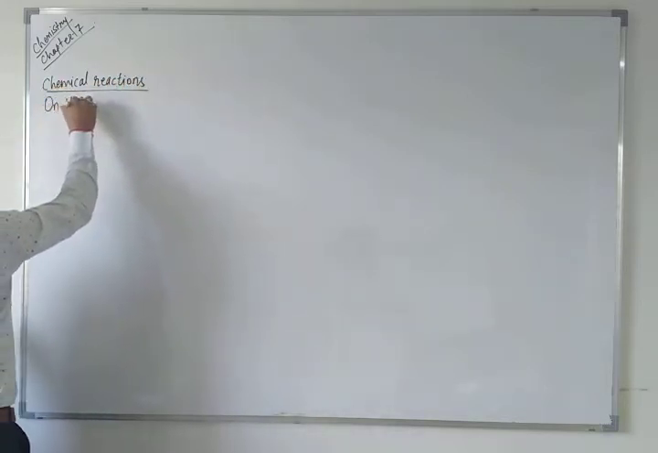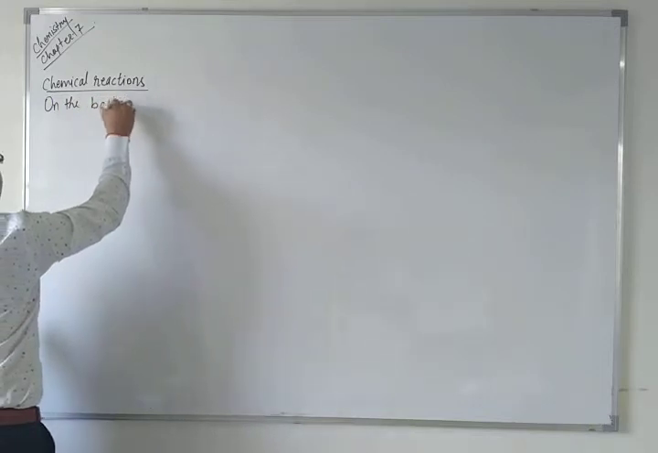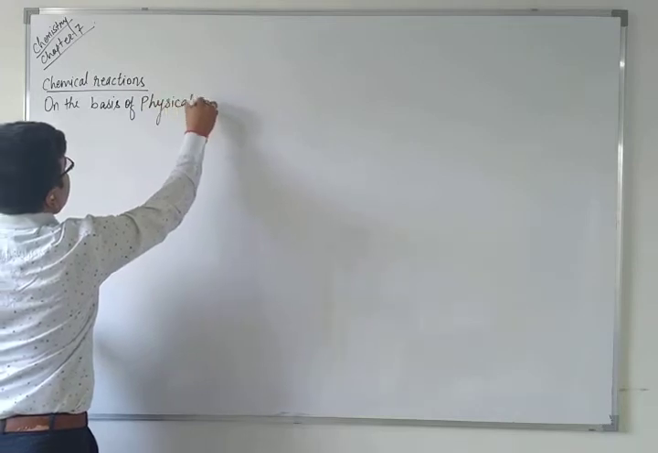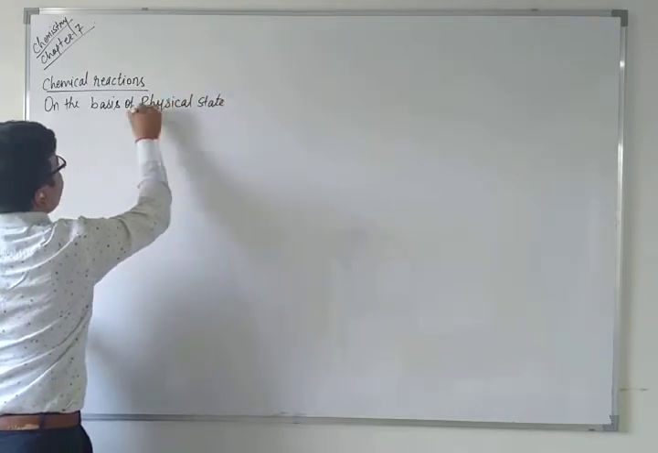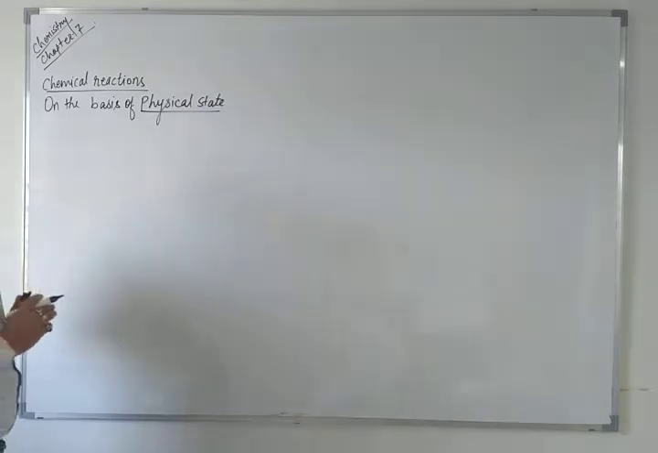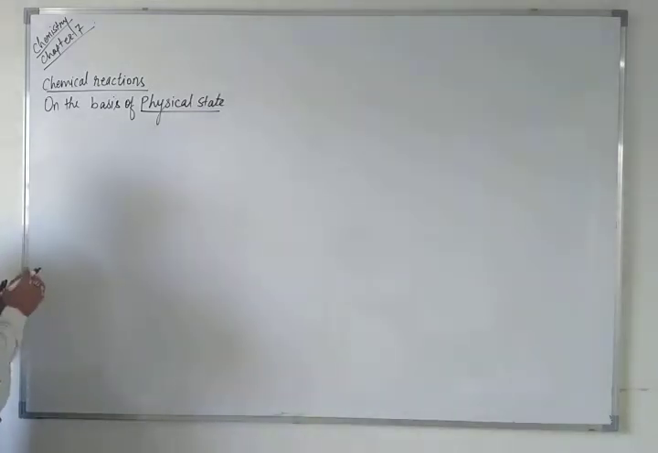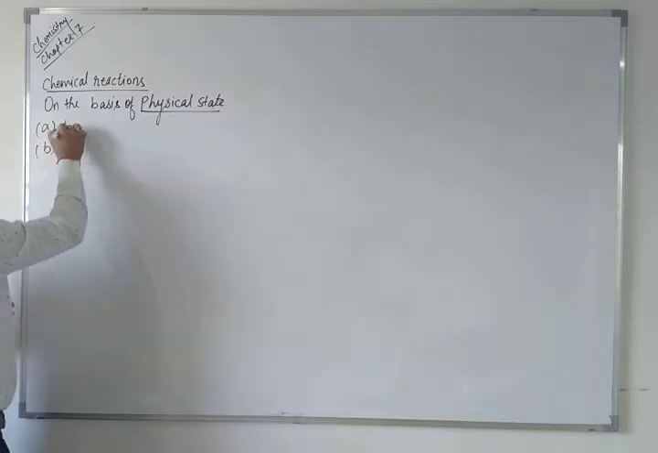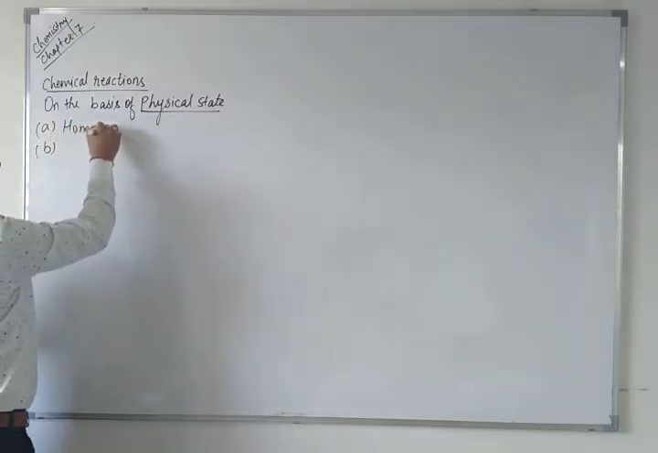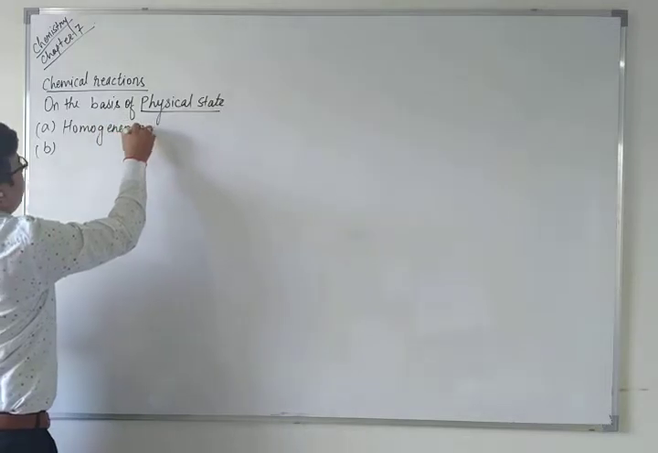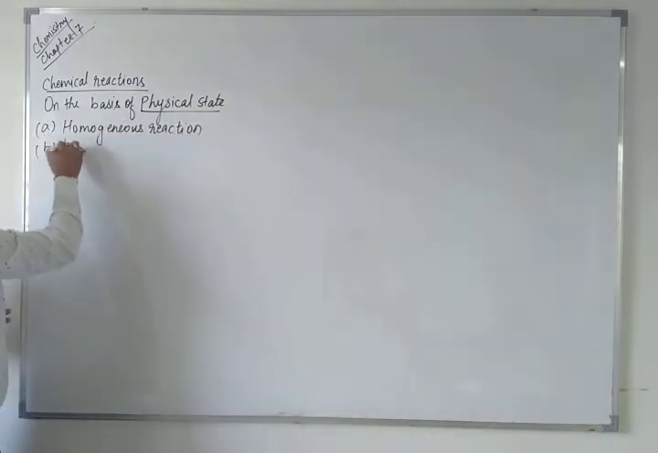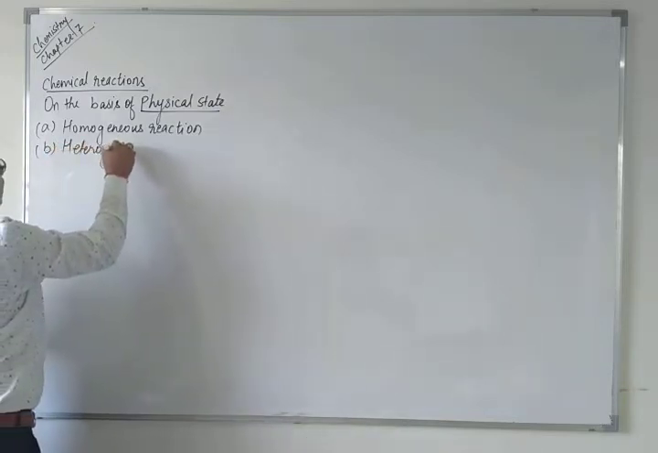On the basis of physical state, physical state means, you know very well, solid, liquid and gas. On the basis of physical states, the chemical reactions are divided into two types. First is homogeneous reactions. You may have heard this word homogeneous in mixtures, right? Now I am teaching you in terms of reactions. And heterogeneous reactions.